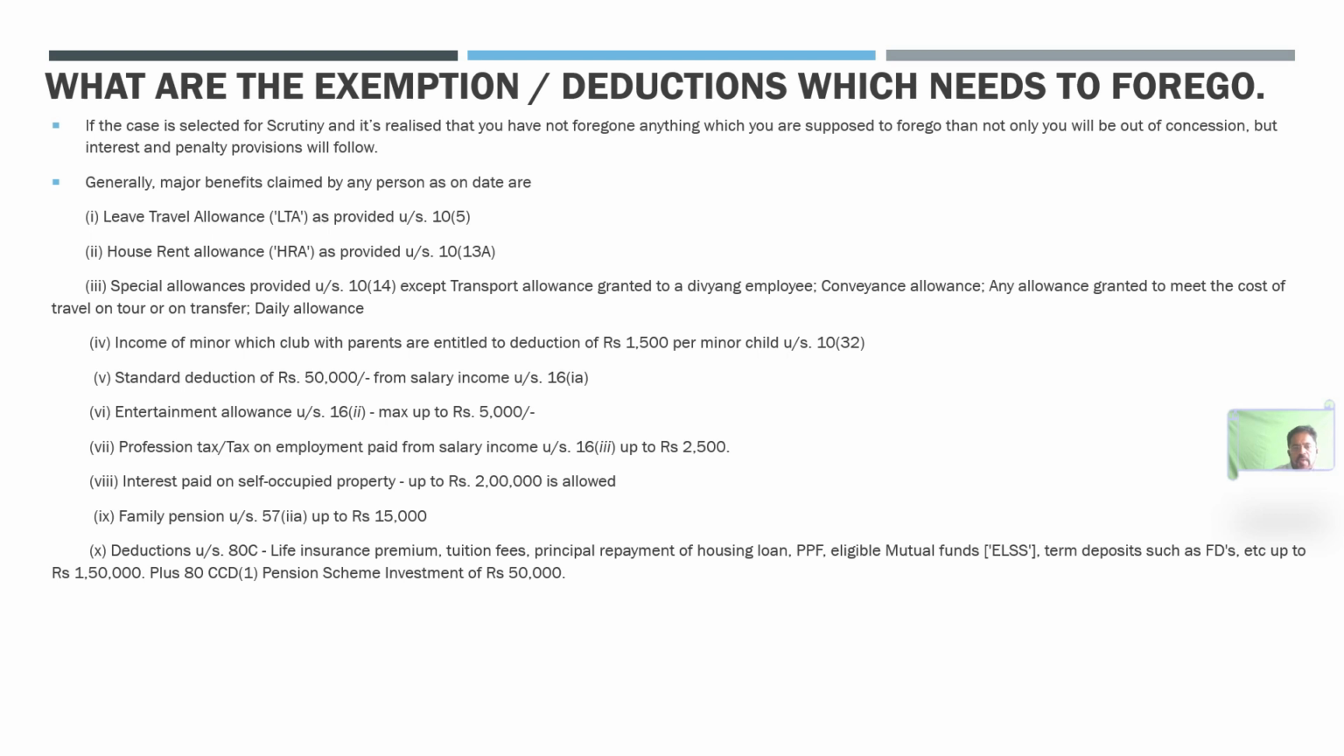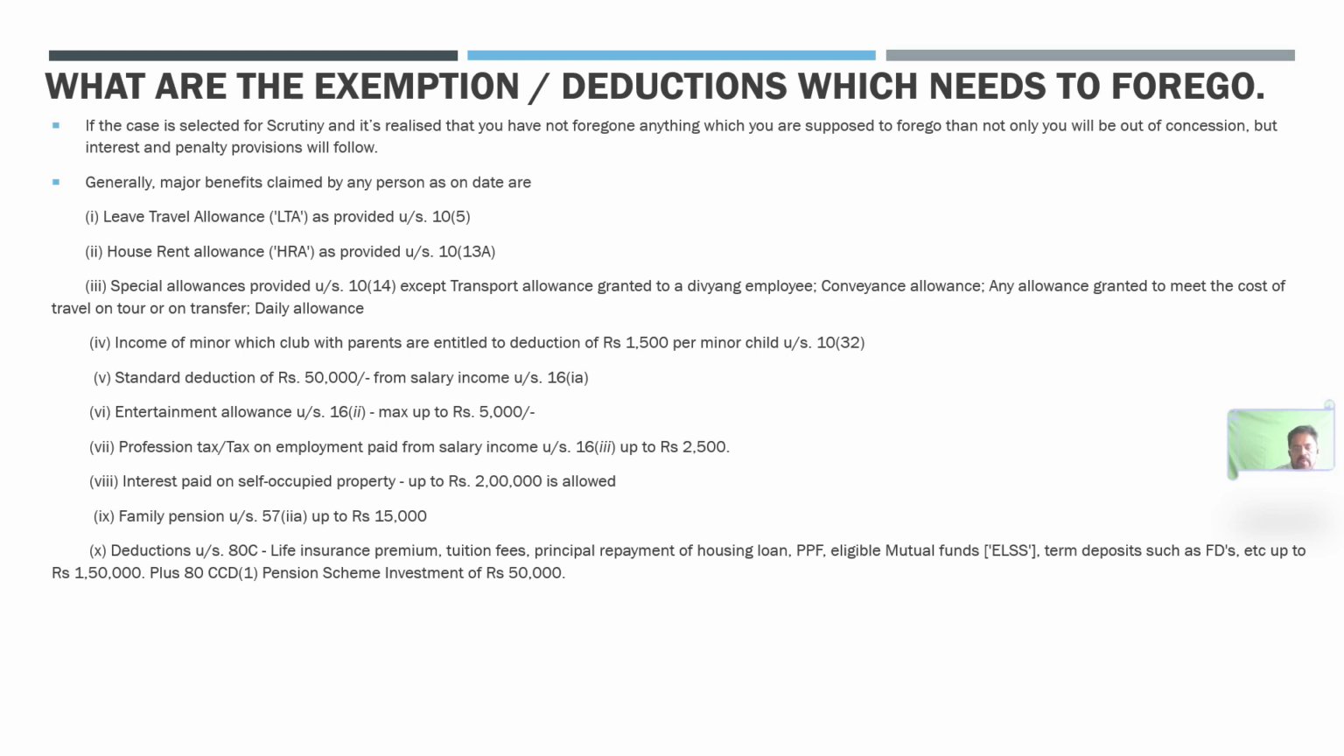But if you are claiming an exemption of the full 1,50,000 and at the same time under 80CCD pension scheme you are investing a further rupees 50,000 and claiming a deduction of up to 2 lakhs, plus 50,000 of the standard deduction, that means 2,50,000 plus 2 lakhs interest on the self-occupied property. That means 4,50,000 you will have to forego if you go for the alternative rate scheme. So in that particular case, suppose your income is up to 9,50,000.